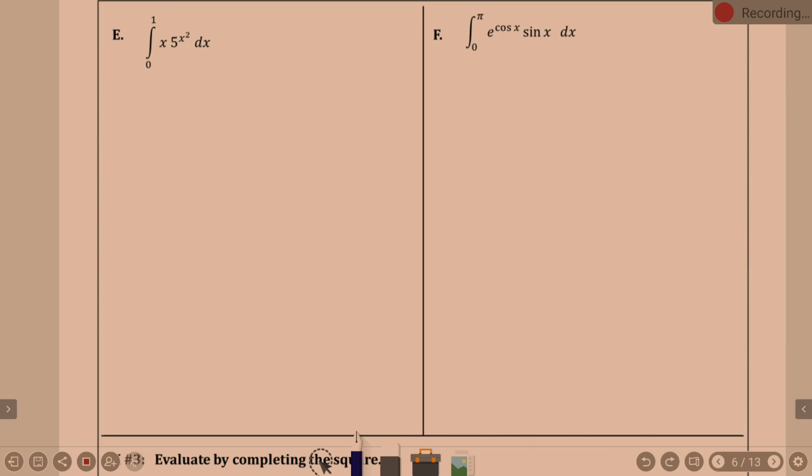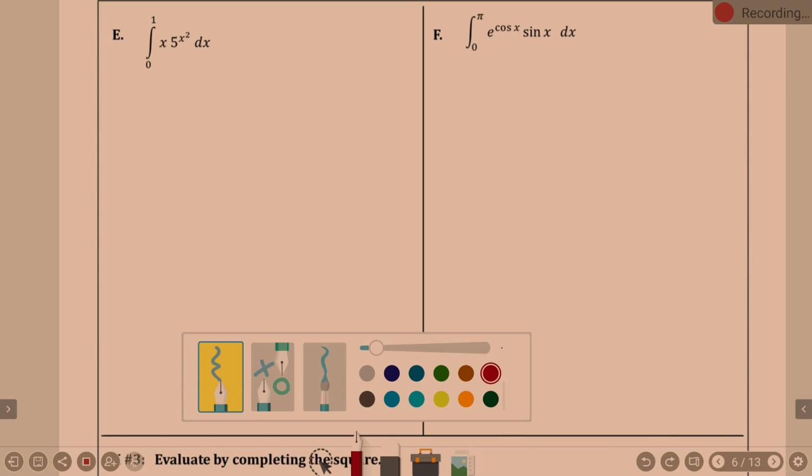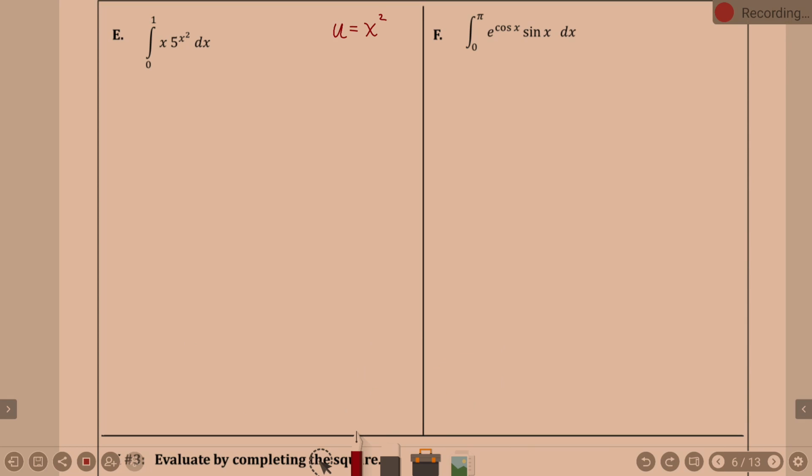Thoughts on E? x squared, because the derivative of x squared is 2x, which we see the x, right? The 2 we don't care about. So, okay. u is x squared. du is 2x dx. We don't see the 2, so 1/2 du is x dx.